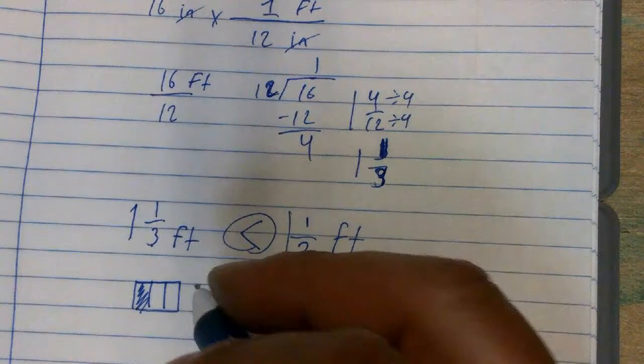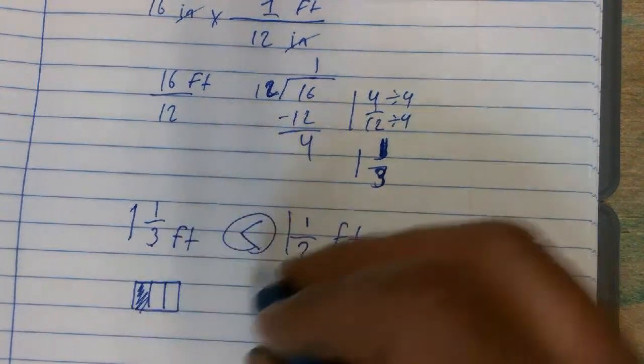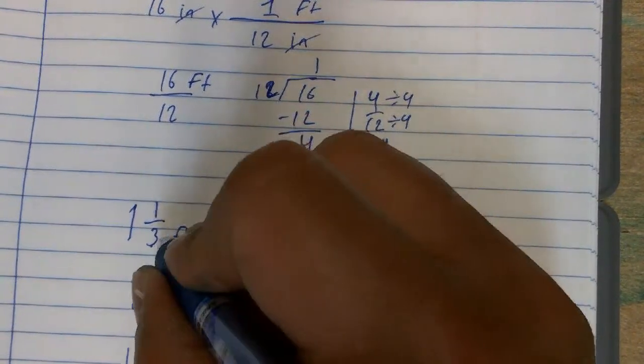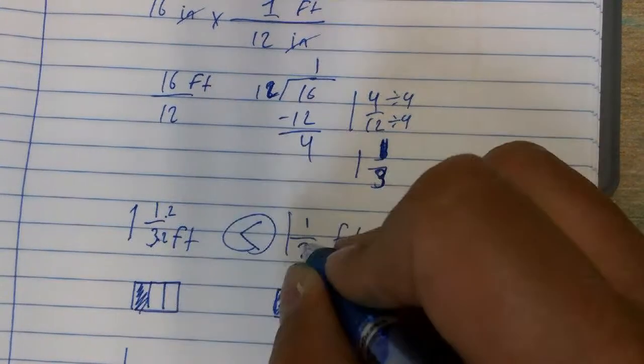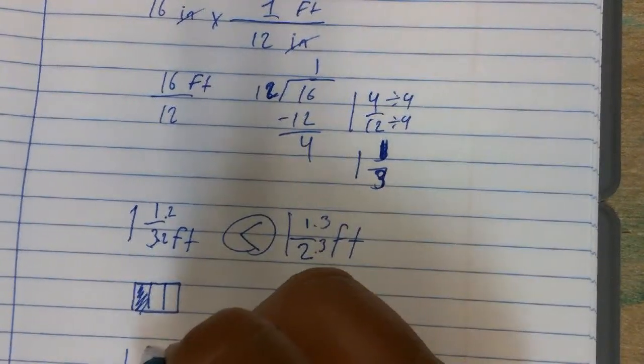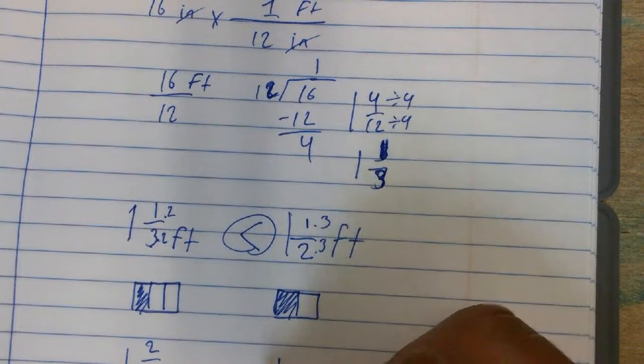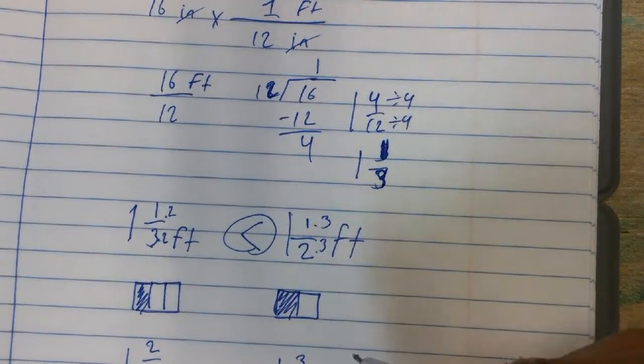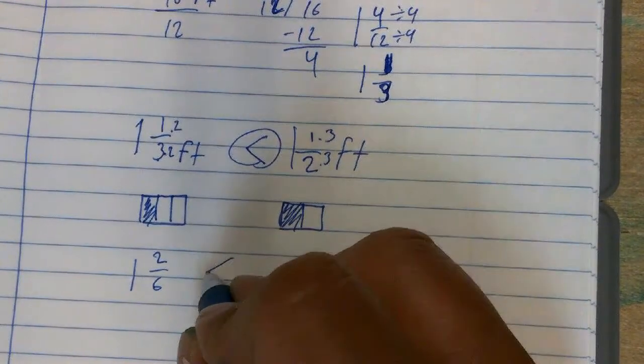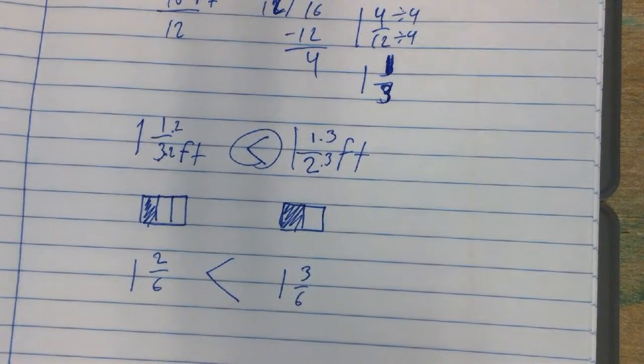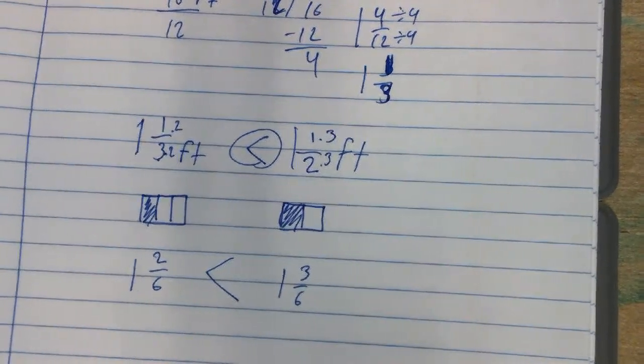Okay. Now, if you want to see the math, in case you don't believe me, if I multiply this by 2, this by 3, 1 and 2/6, 1 and 3/6, you can see that this is still larger. Okay. All right. And that is it for that.